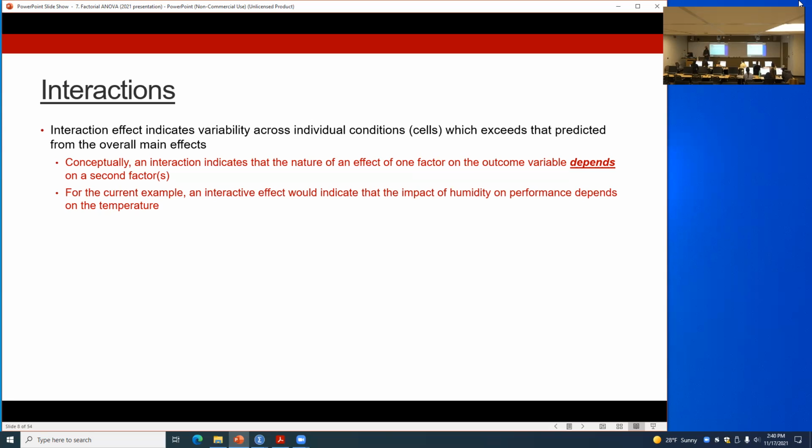It says that the impact of temperature on performance depends on humidity. So if you ask me about the impact of temperature on performance, I can't tell you, because it depends on what the level of humidity is. Those two things are intertwined, so I can't really interpret that main effect. I might have a main effect, but I can't interpret it. Anytime someone says, hey, there's an interaction of A and B on my outcome, what does that mean?